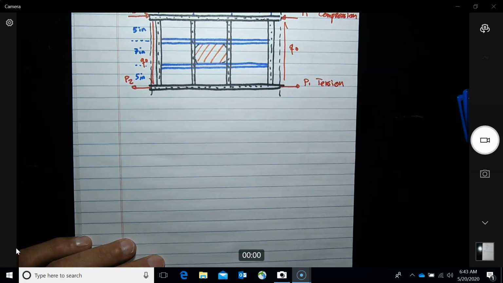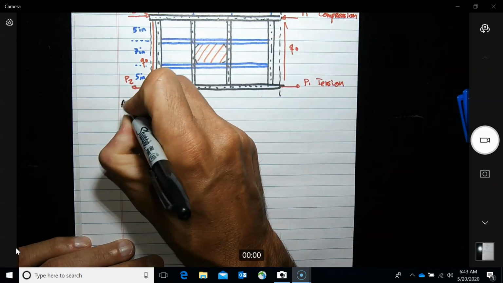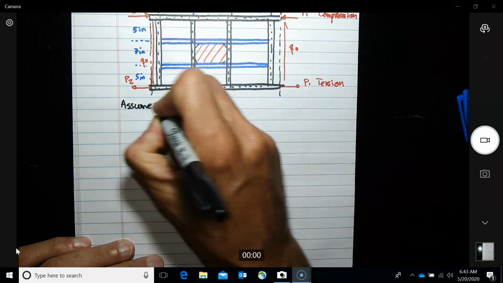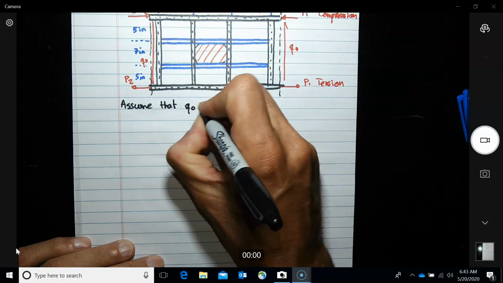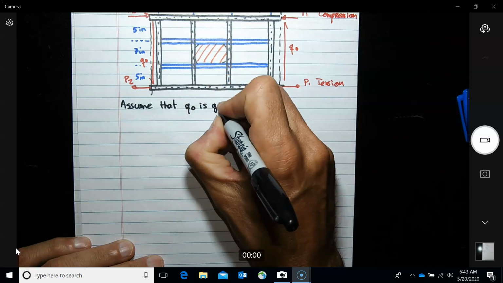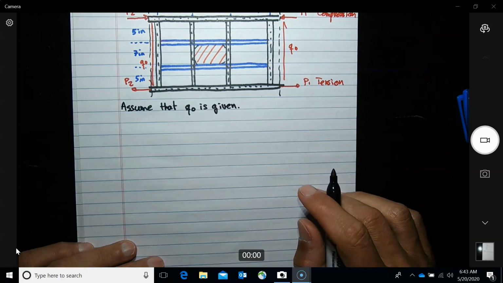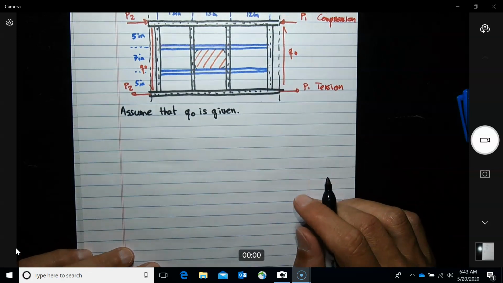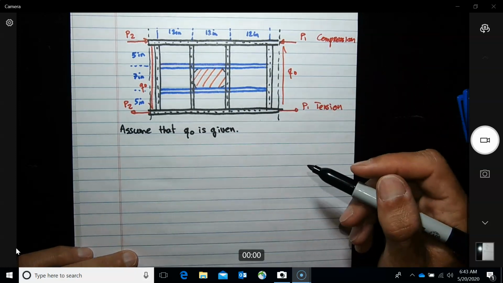So in this problem, we're going to assume that Q sub naught is given. Otherwise, what will be really Q? Okay, let's say this is subjected to a shear force.